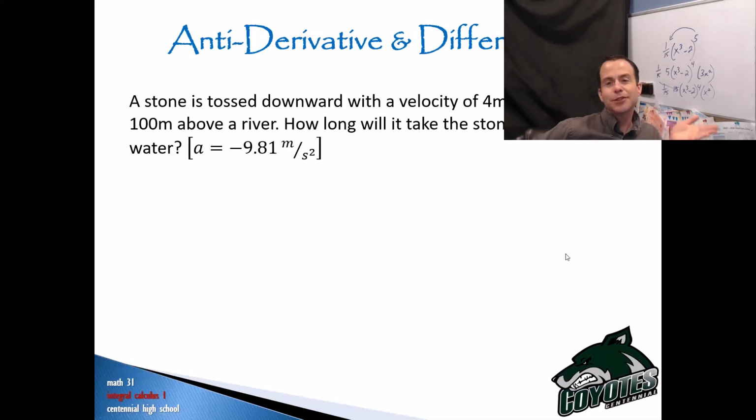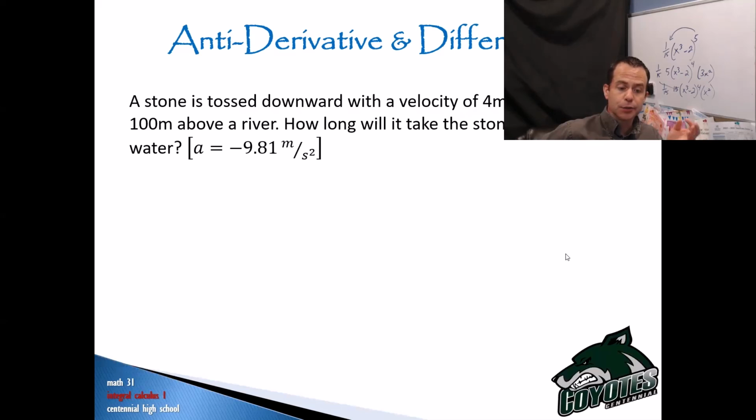Okay, a stone is tossed downward with a velocity of 4 meters per second from a bridge 100 meters above a river. How long will it take the stone to hit the water? I'm actually looking for that x-intercept of the displacement function, right? But the only thing we've given you is the acceleration. The acceleration is negative 9.81 meters per second squared. So I have to work my way from acceleration up to displacement, okay?